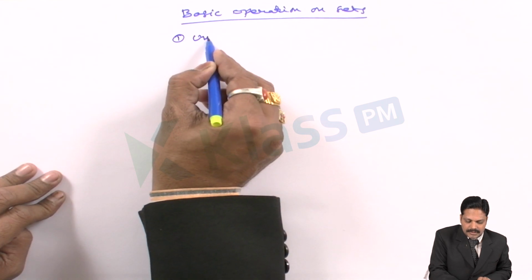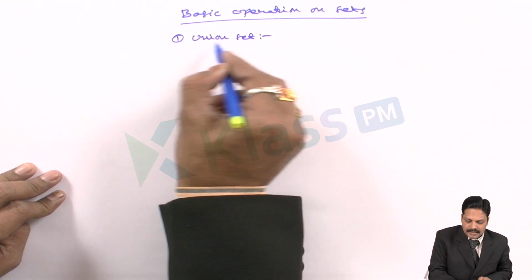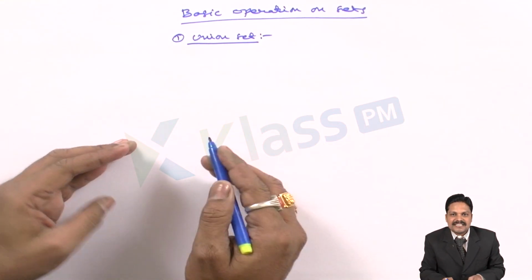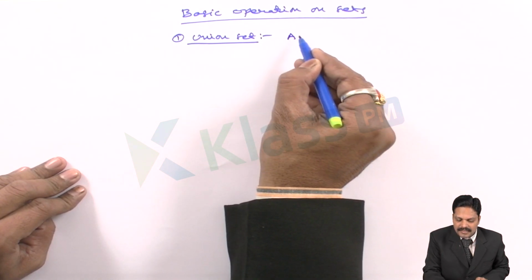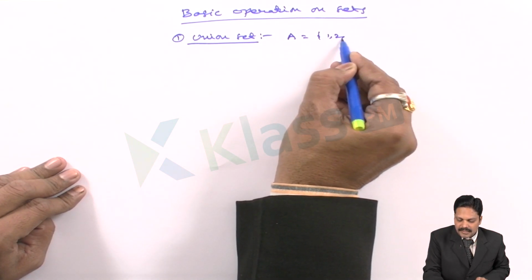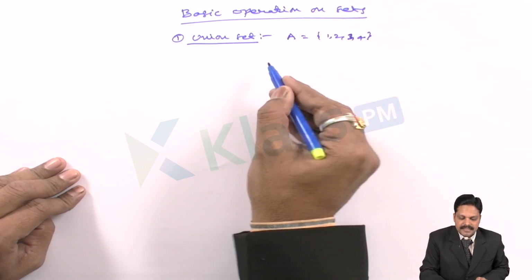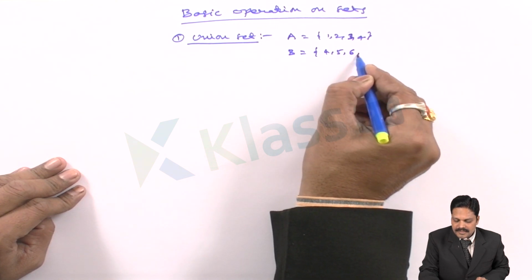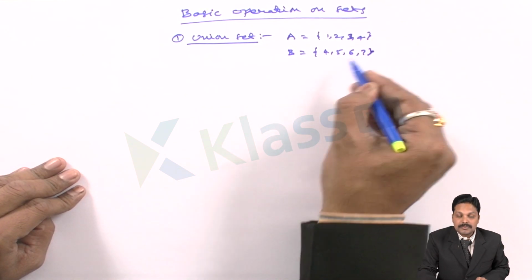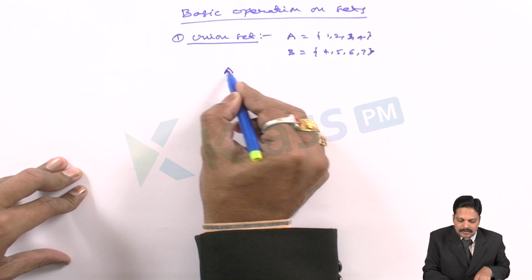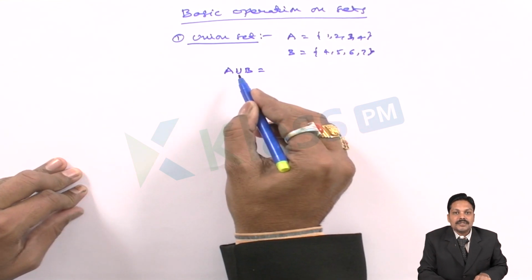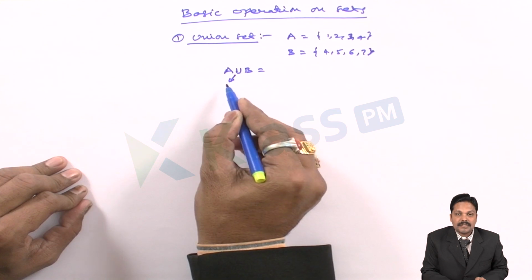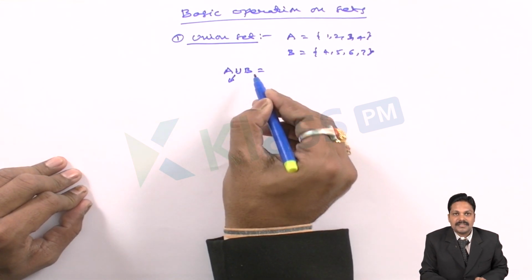The first one, union. Union of sets. In the word union we have the meaning combining, joining, mixing; that is called union. Whenever we are taking two sets, here I am taking A as 1, 2, 3, 4, and B is one more set, 4, 5, 6, 7. So these are the two sets I am having. So what is A union B? It is denoted by capital U. A union B, it is the union.